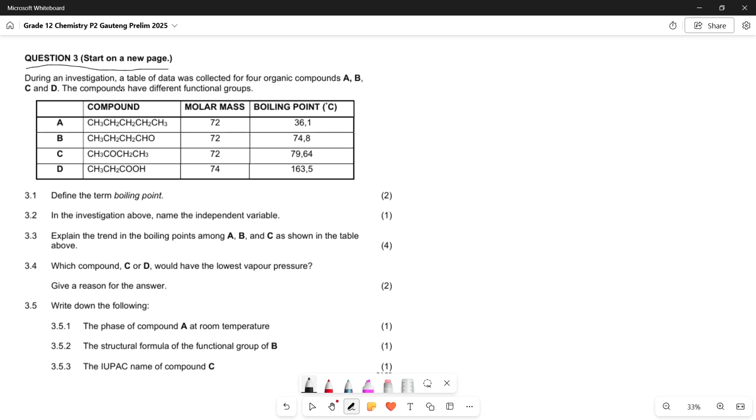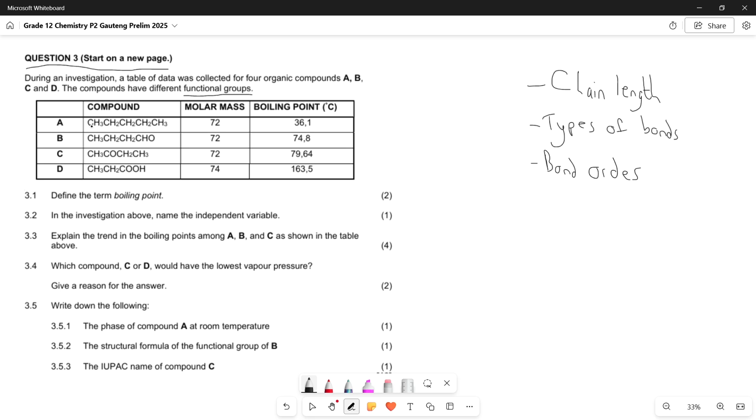So question 3 says, during an investigation, a table of data was collected for 4 organic compounds, A, B, C, and D, as we have over here. The compounds have different functional groups, so that is how we're distinguishing things. We usually compare one of 3 different factors: either the chain length or the types of bonds. In this case, considering there are different functional groups, they'll have different types of bonds, and then bond order, which is less common than the first 2. So we usually just compare one or the other.